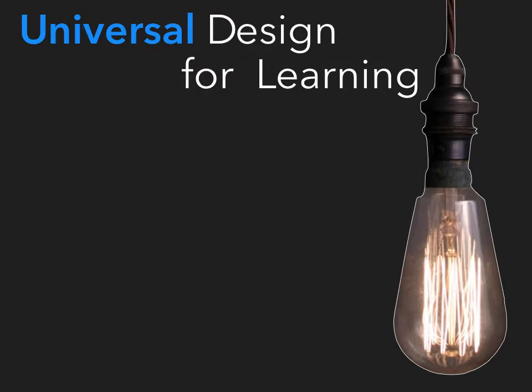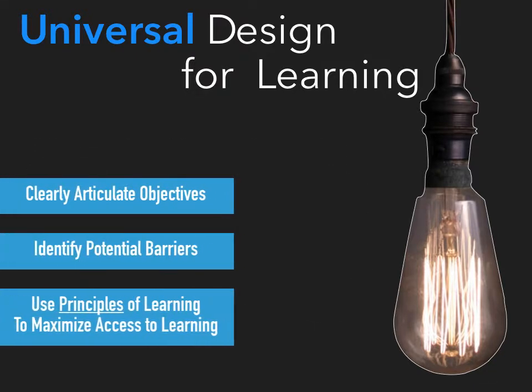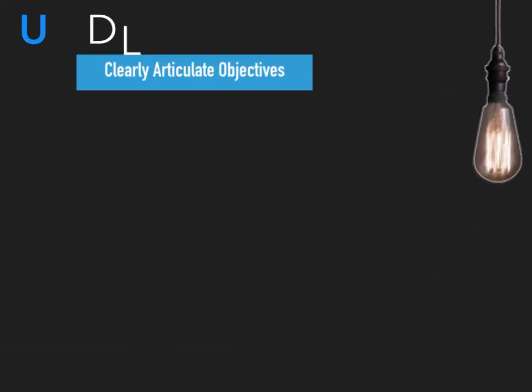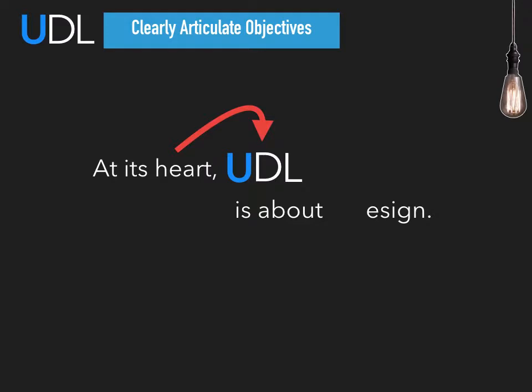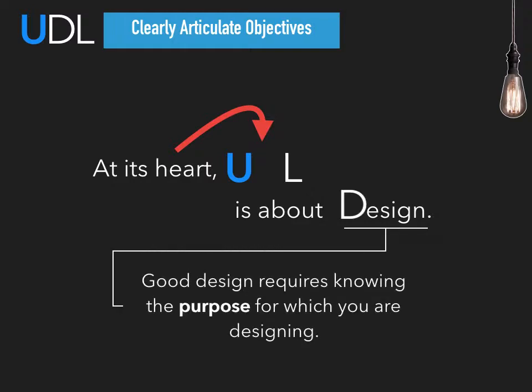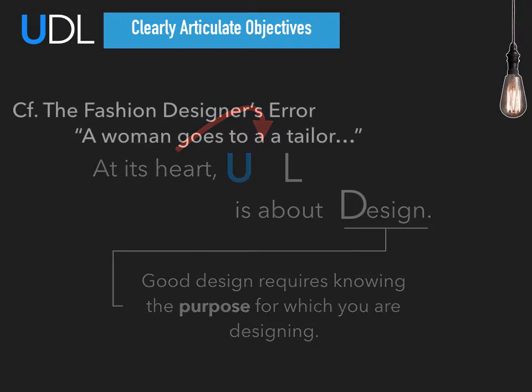Within this framework, I want to focus on three big ideas: clearly articulating objectives, identifying potential barriers, and finally using the principles of learning to maximize access to learning. Let's take a look at each of these. First, it's important to see that at its heart, UDL is ultimately about design. When we think about design, it's important to recognize that good design always requires knowing the purpose for which you are designing. Let me illustrate this.